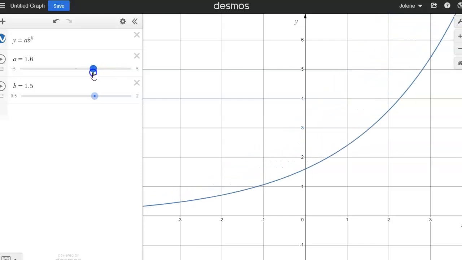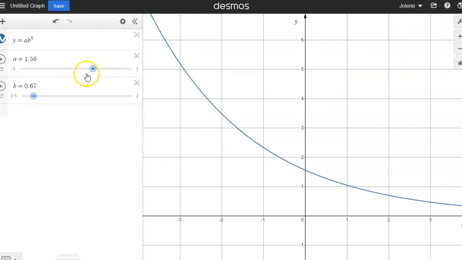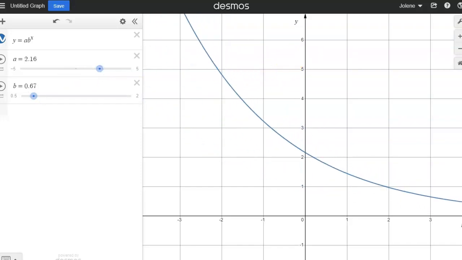Okay? And it works the same if we go back to exponential decay. Let's look at an exponential decay, and it does the same thing. It just affects the y-intercept. All right, so let me get rid of that.